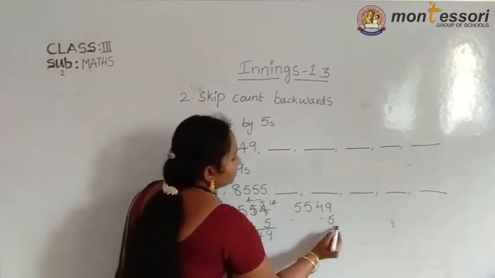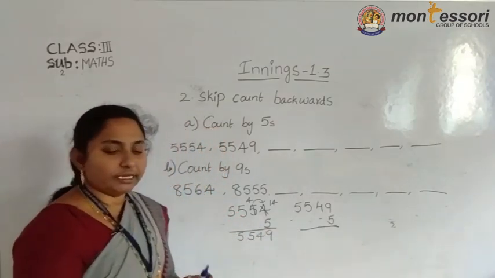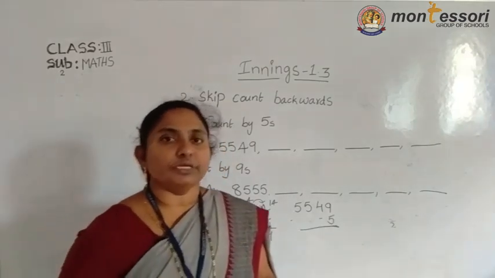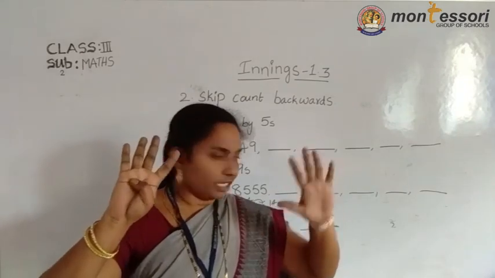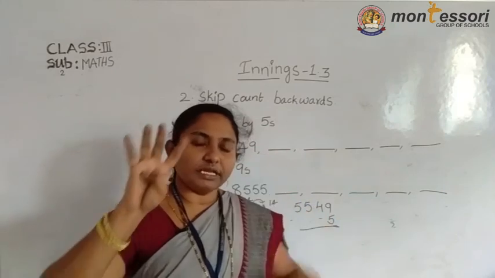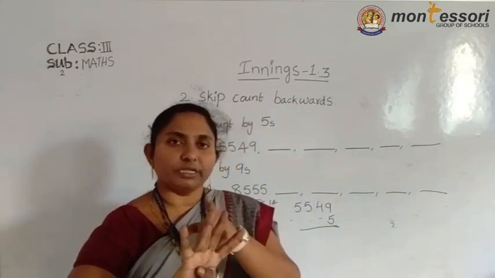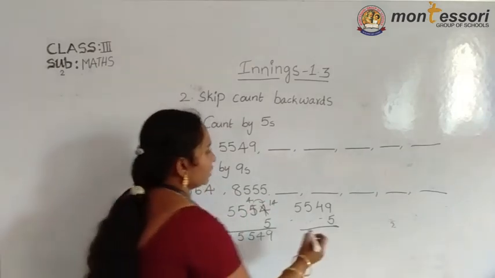Okay, now listen. 9 minus 5. Take 9 fingers, all of you. Yes, 9 fingers. In that, close 5 fingers. I am closing 5 fingers. Remaining, how many are there? 1, 2, 3, 4. Now I am writing here 4.